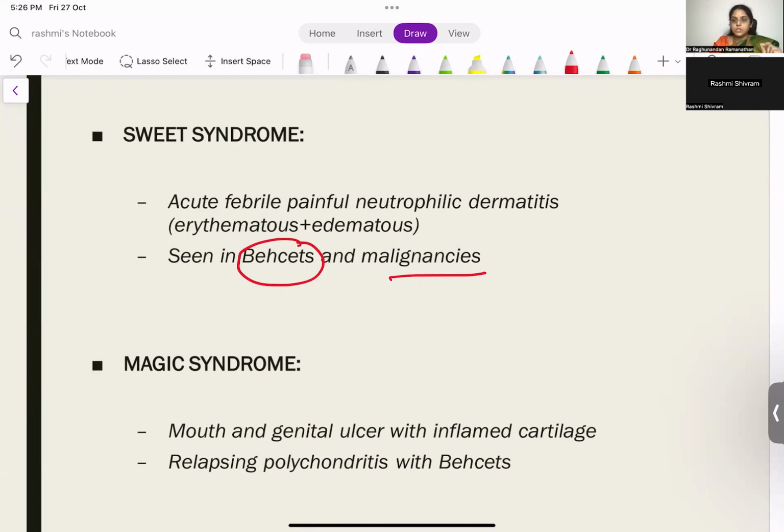Another syndrome which is associated with Behçet's that you must remember is called MAGIC syndrome. What does MAGIC stand for? It stands for mouth and genital ulcers with inflamed cartilage. It's called MAGIC syndrome. Mouth and genital ulcers with inflamed cartilage. Relapsing polychondritis with Behçet's disease.